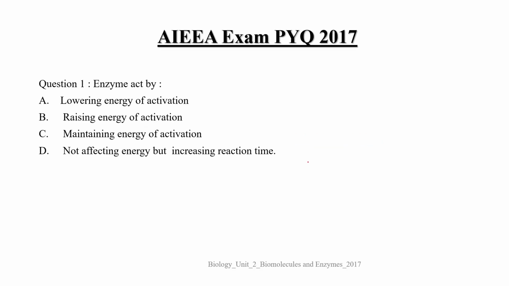So let's discuss some of the questions. Question number 1: enzymes act by A, lowering energy of activation, B, rising energy of activation, C, maintaining energy of activation, or D, not affecting enzyme but increasing reaction time. They have given us 4 different choices and we have to choose the right option. So take 5-10 seconds and then we will discuss the correct answer.